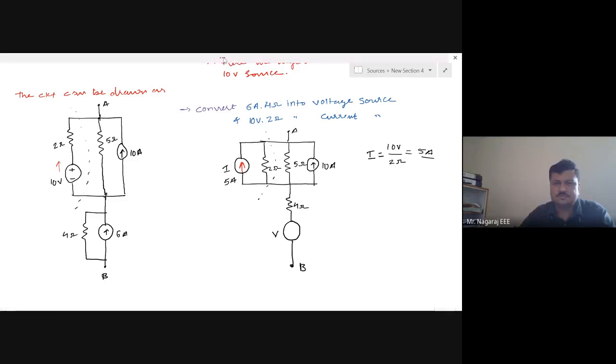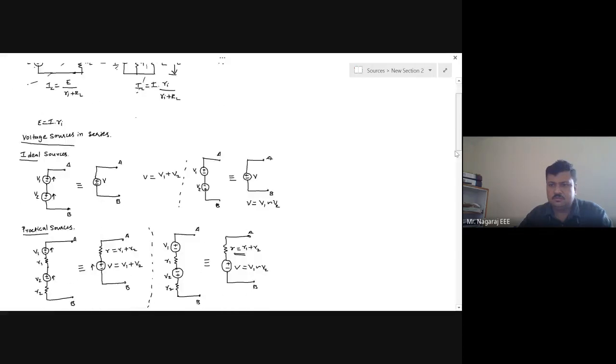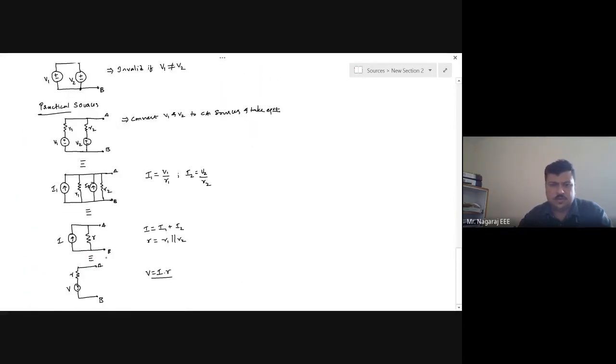V is equals to simple current multiplied by resistance. We can observe from this current source, which is of I amperes and R ohms, I got a voltage source of V volts and R in series. This R and this R are the same, and this voltage source V is equal to I into R, the product of current source value multiplied by the parallel resistance value.